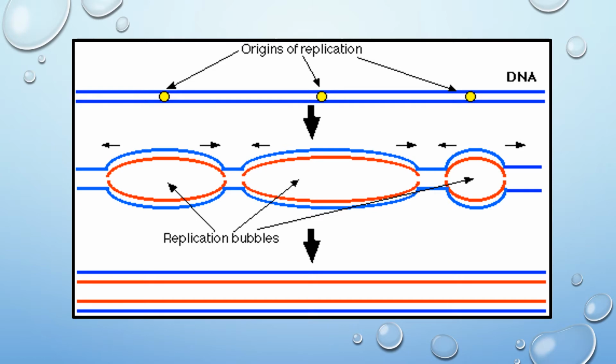This diagram is showing 3 replication origins. These are the areas where specific sequences are repeated, which are identified by the initiator protein, and from this point the replication will start. Here you can see that the replication has started at these 3 points. These 3 points are called origins of replication.